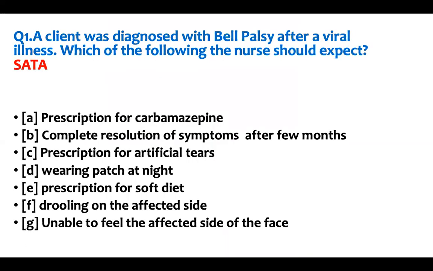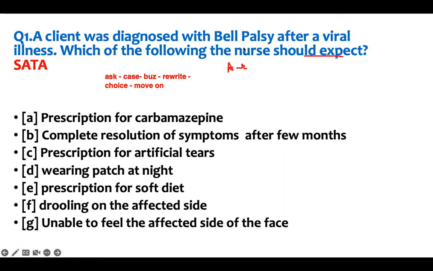Okay, this is the question we have. It's a SATA question as usual, right? And from the last portion of the question, this is very short, so it's very straightforward. Which of the following do you expect? So the ask is an expected finding, right?